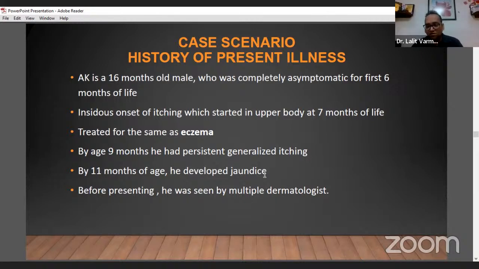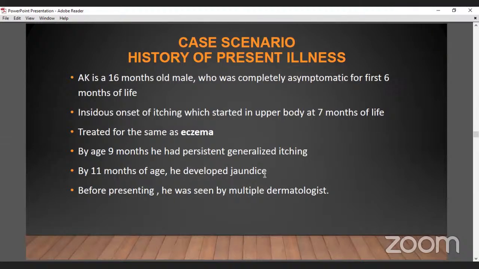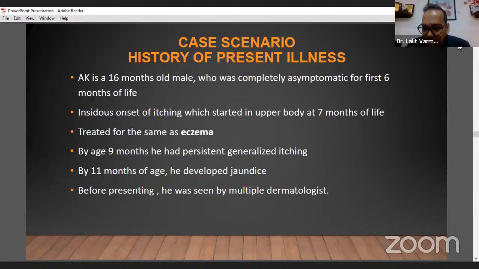Is it really liver or something more? Yes, with the development of jaundice, definitely some obstruction is there. So we should think of liver pathology. Anybody else? Okay, fine. So you're right. But if you take down to that 11 months, by 9 months, he only had eczema and generalized itching.